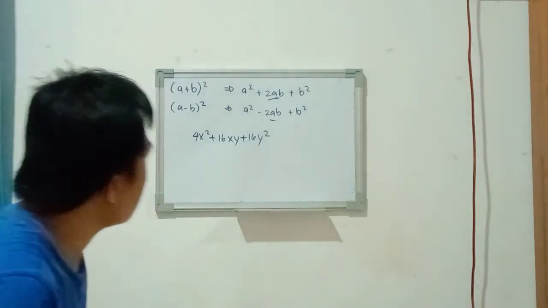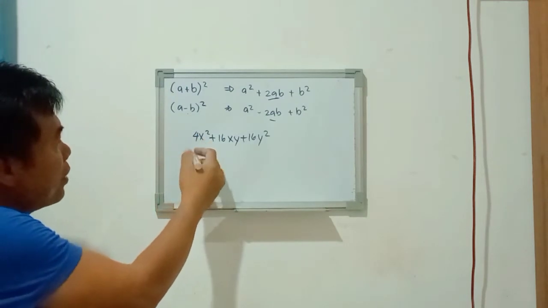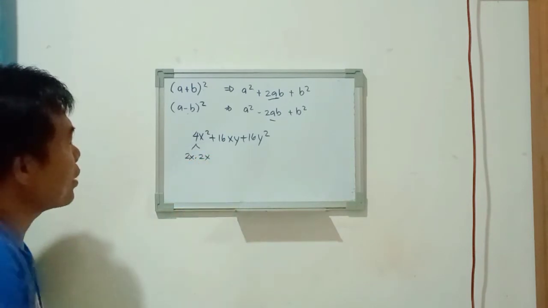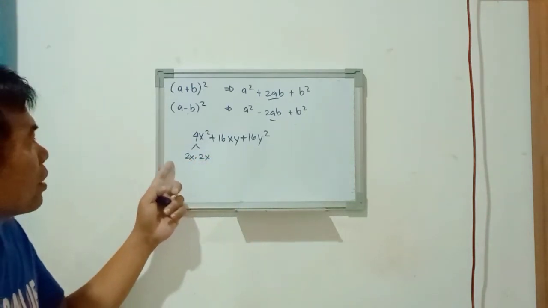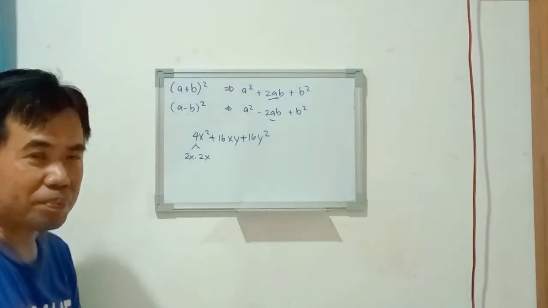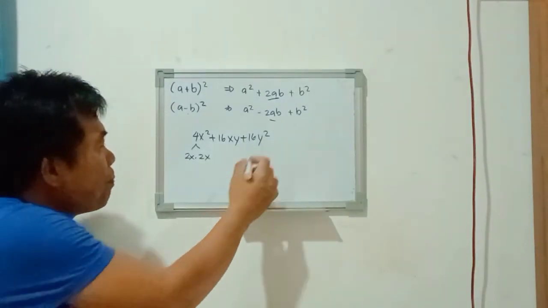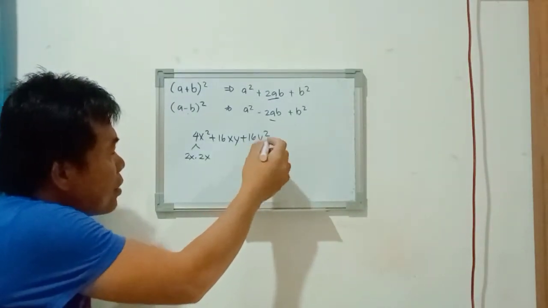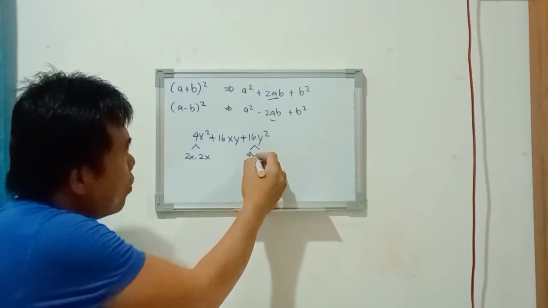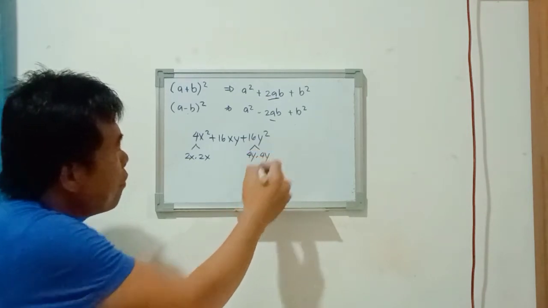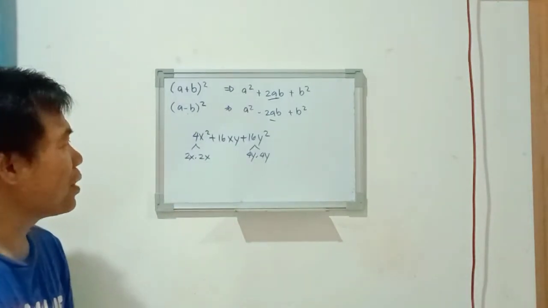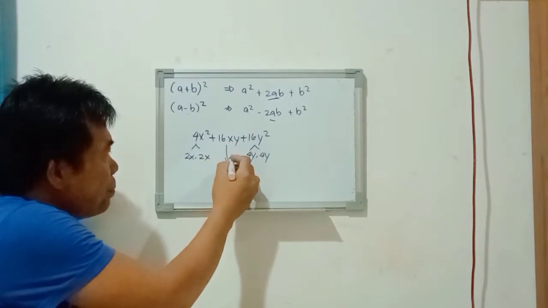So let's check. The first term, 4x squared, can be written as 2x times 2x, and 2x times 2x is equal to 4x squared. So the first term is a perfect square. Let's check the last term, 16y squared. This is also written as 4y times 4y. So the first and the last terms are both perfect squares. Now let's check the middle term.